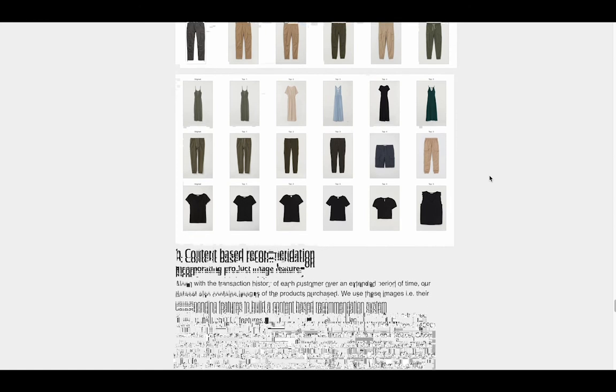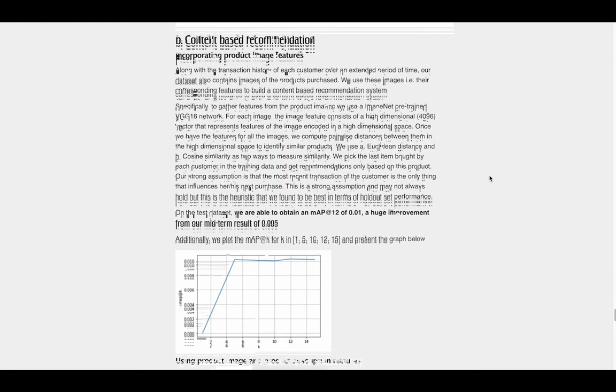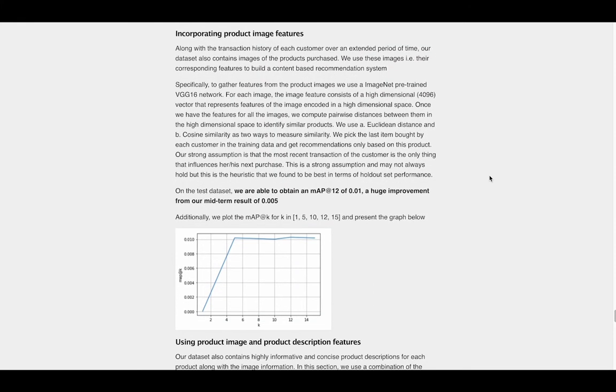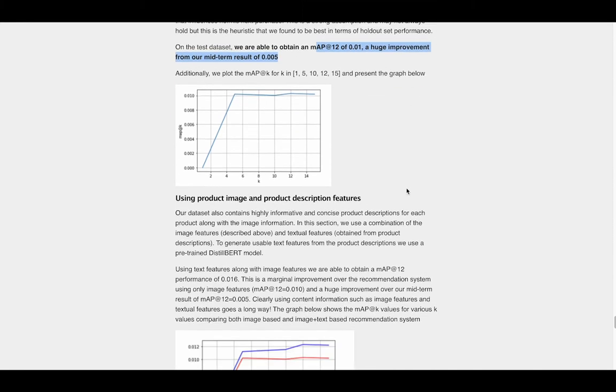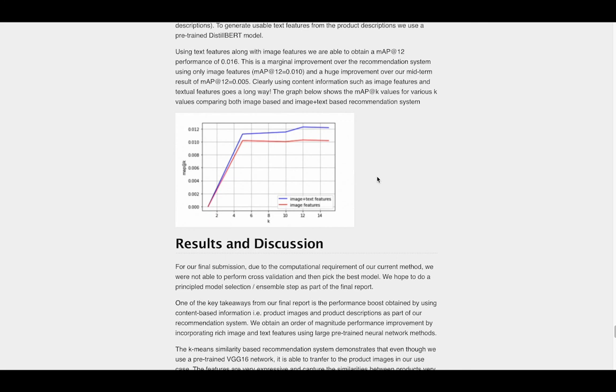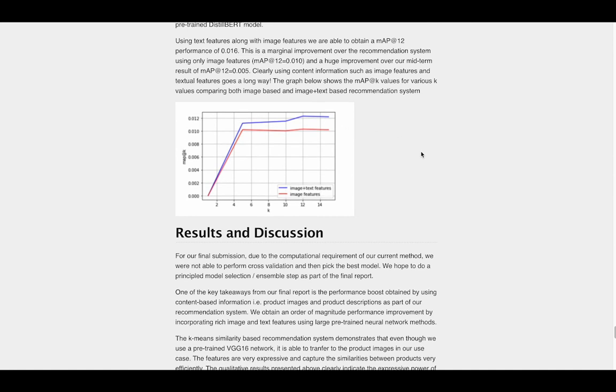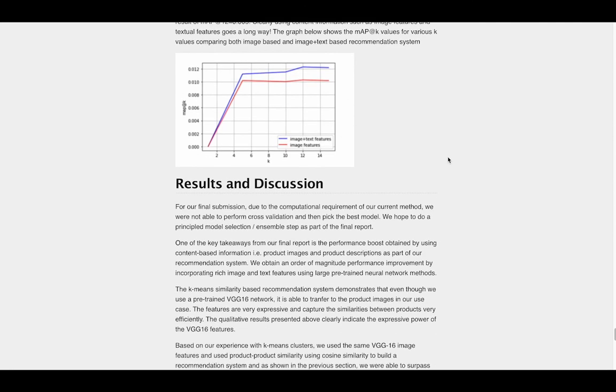These results are promising. Content-based recommendation. Using the neural features in our content-based methods, we are able to obtain an MAP at 12 of 0.01, a huge improvement from our midterm result of 0.005. The image below shows the comparison between the content-based methods when we use only image features, that is the red line, and when we use image and text features, both, the blue line. You can say that using image plus text features gives us a marginal improvement.